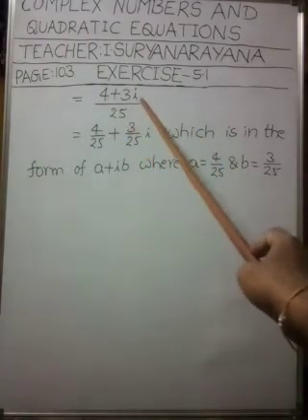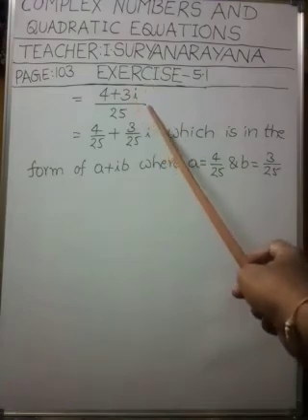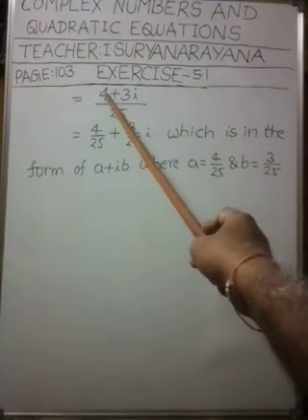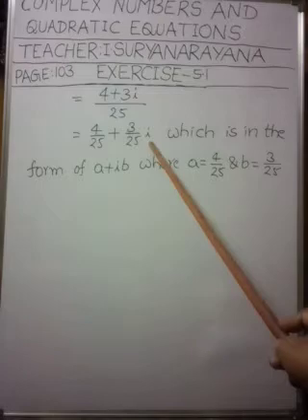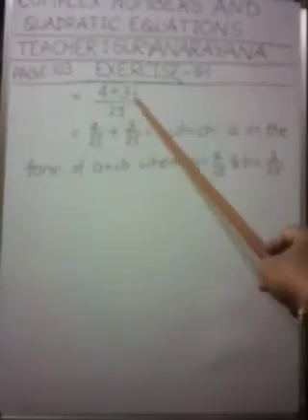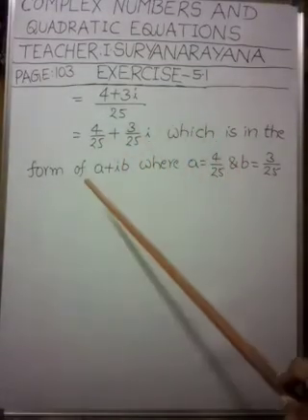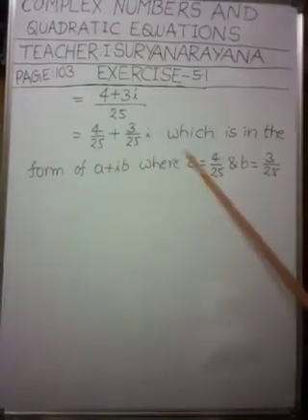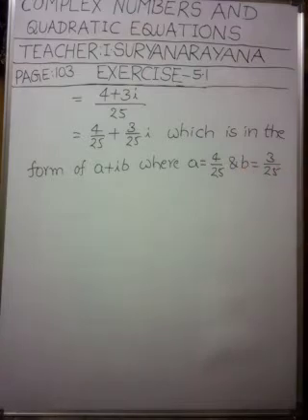Right. Now we are splitting this entire number into two fractions. Can we split into two fractions or not, my dear children? Right. Yes. 4 by 25 plus 3 by 25 i. Okay, my dear children? Right. We split this entire number into two fractions like this, which is in the form of a plus ib, where a is equal to 4 by 25, this is the real part, and 3 by 25 i, this is the imaginary part. Understood, my dear children? We wrote the given complex number in the standard form, that is a plus ib. Understood, my dear children? Right.